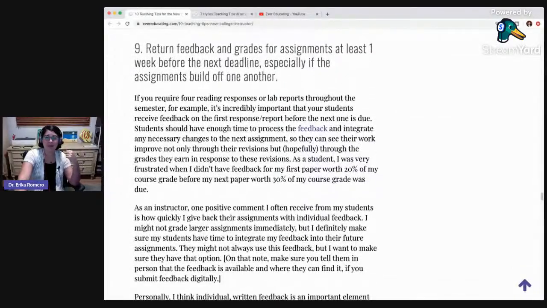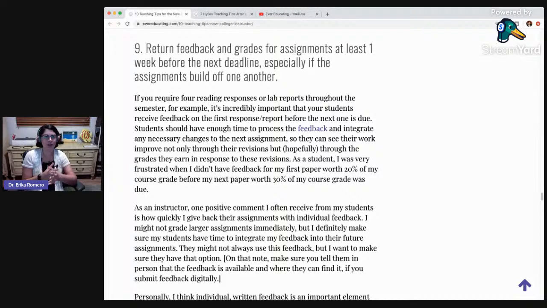Now, return feedback and grades for assignments at least 1 week before the next deadline, especially when the assignments build off one another. And yes, this still definitely is a great tip here because you want to make sure that they can use your feedback for the next assignment. If you have 2 papers that you're giving them and you give them feedback for paper 1 a day before paper 2 is due, it's not going to be much time to integrate your feedback on that first paper into their second. Because if it turns out in paper 1 that their verbs are all passive and you think they should be active, well, now they have to go through their second paper in 1 day or 1 afternoon and change all their verbs, right?